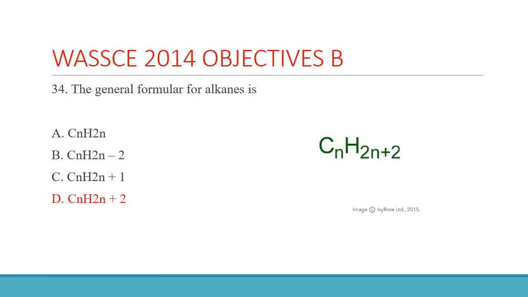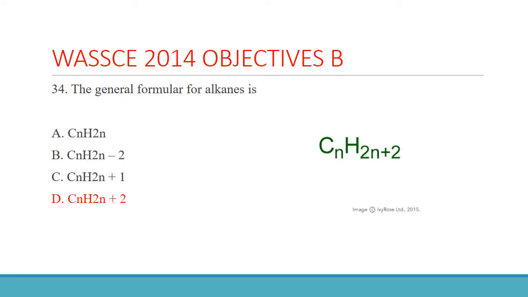Let's move on. So, the general formula for our alkanes is what? CnH2n+2. As for these ones, you should have them at your fingertips. The general formula for alkanes.